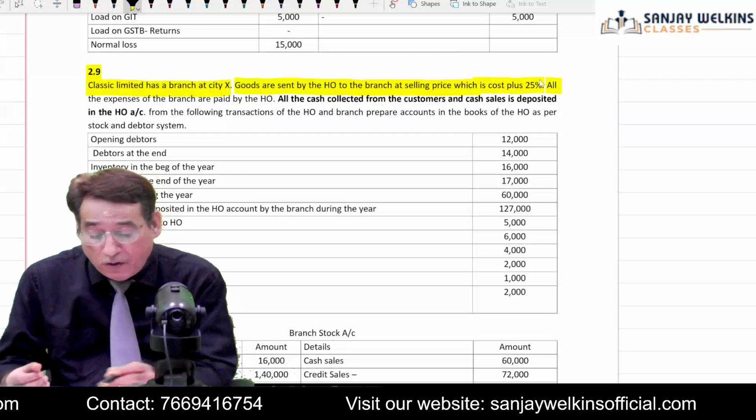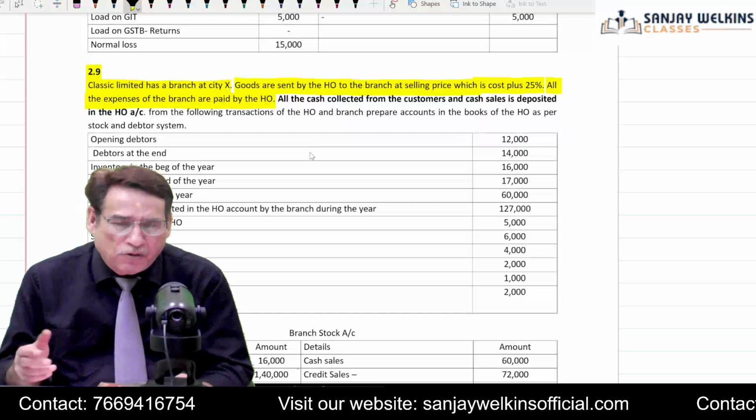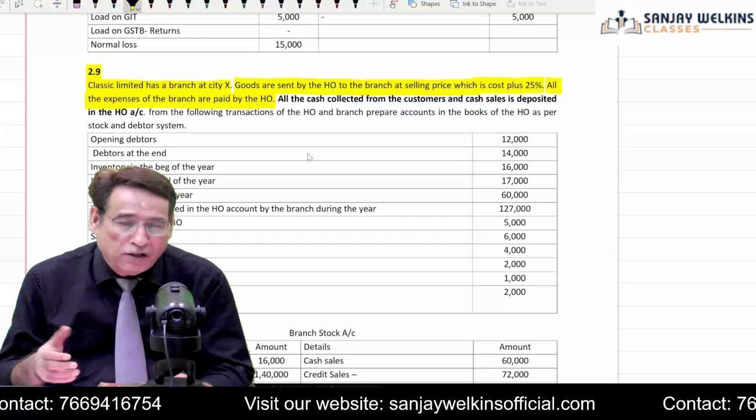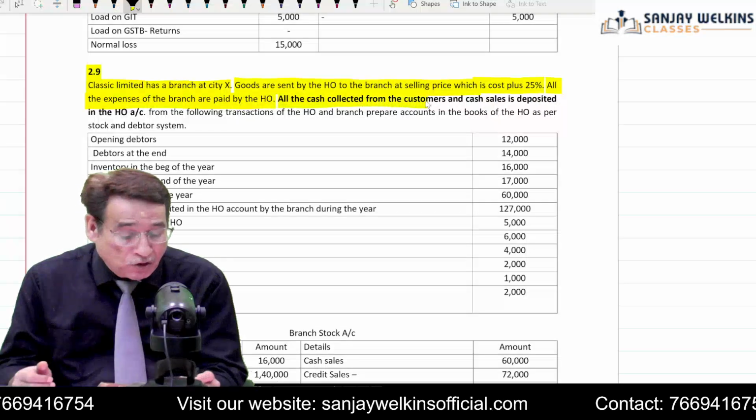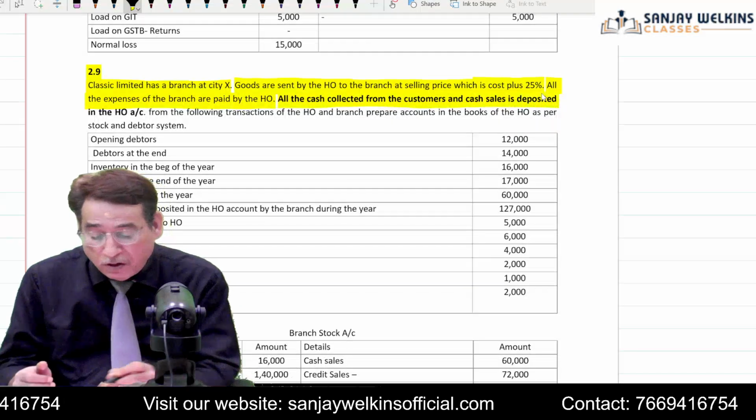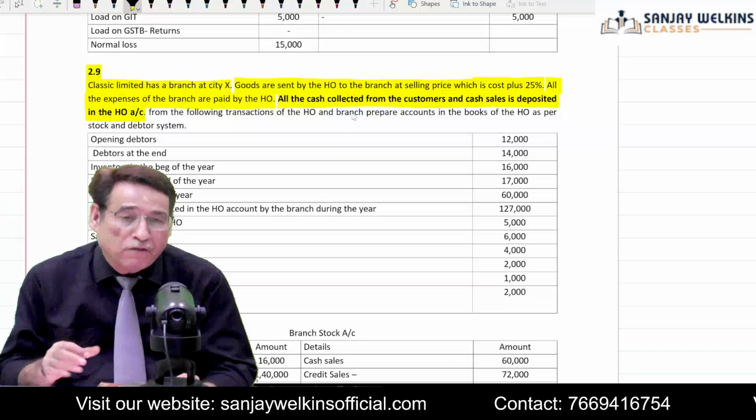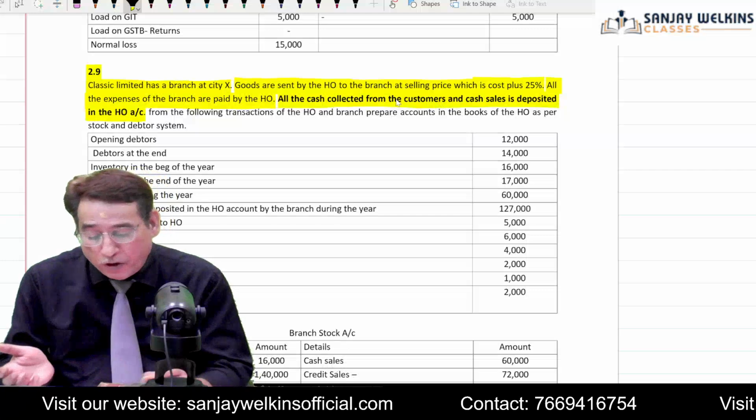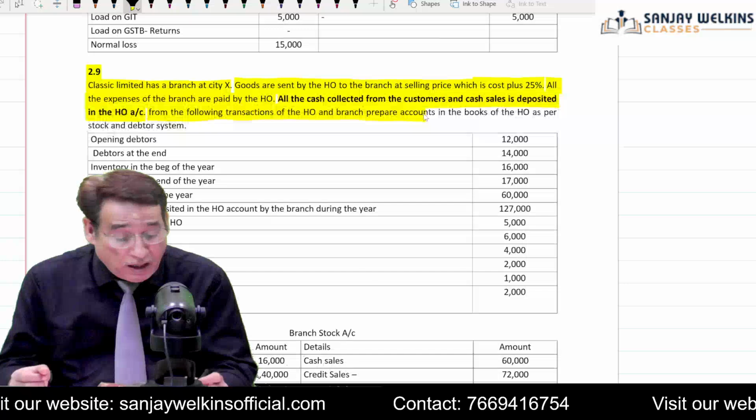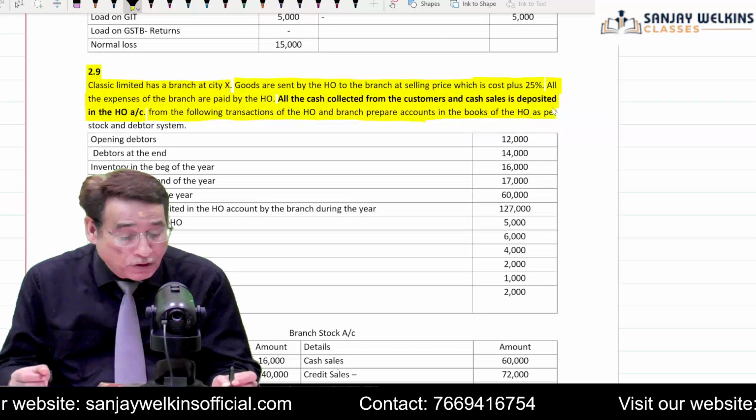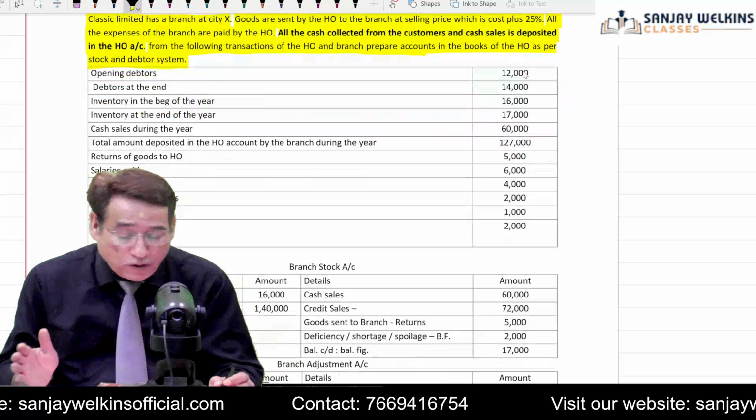And further it is written all the expenses of the branch are paid by the head office. It is but natural that whatever expenses of the branch will be there, those expenses will have to be met by the head office. Further, it is written all the cash collected from customer and cash sales is deposited in the head office account. Correct? So whatever cash branch is going to collect from customer and from cash sales, that is deposited in the head office account. From the following transactions of the head office and branch, prepare account in the books of head office as per stock and debtors system.